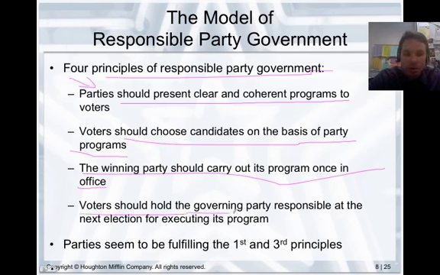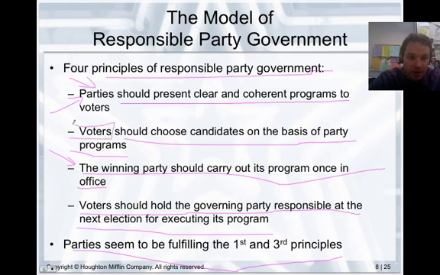And then voters should hold the governing party responsible at the next election for executing its program, meaning if they do a good job, they get reelected. If they don't do a good job, then you don't elect them again. And then parties do a good job of one and three. So they do a good job of giving a program, and they do a good job of trying to carry out their program once they're in office.